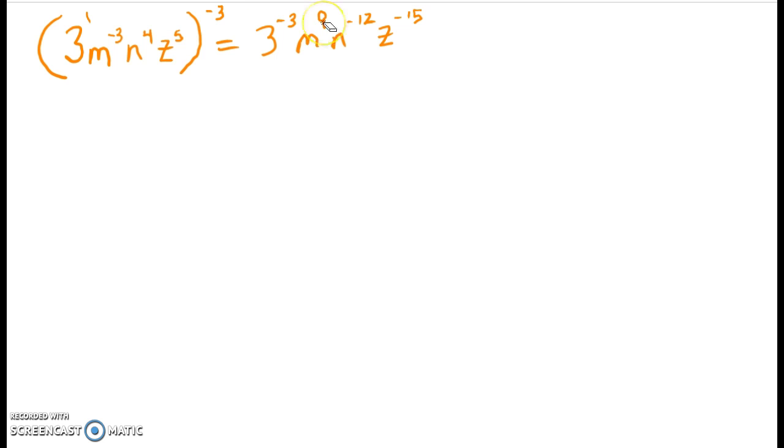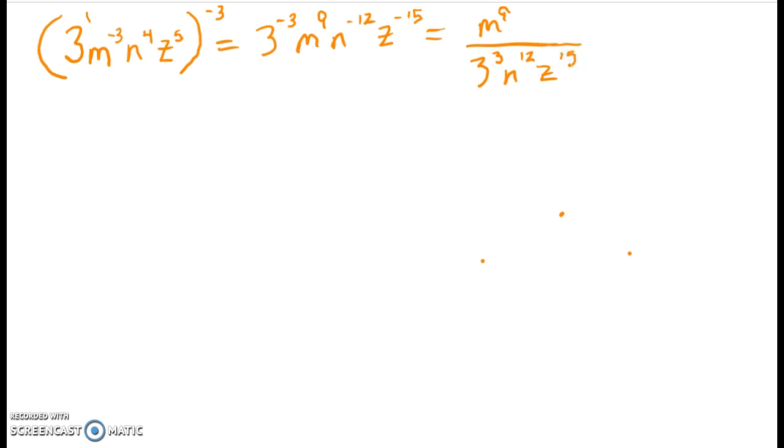The m to the positive 9, we're just going to leave it alone because it's already simplified. So we're going to leave the m to the 9 up at the top, and we're going to move the 3 to the negative 3 to the bottom to make it 3 to the positive 3. And we're going to move n to the negative 12 to the bottom. When I say the bottom, I mean the denominator, which I should be using the right terminology. And we're going to move z to the negative 15 down to the denominator. We're going to make it positive. So we've got z to the positive 15.